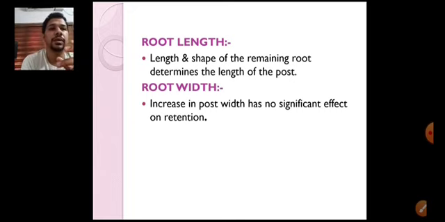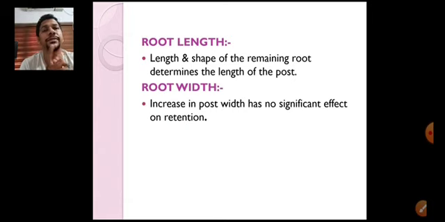Now coming to the root length. I told you before, you are supposed to keep 3 to 4 or 3 to 5 millimeter of gutta percha at the apex. Whatever length you can find beyond that should be covered with post. So the post length has to be that much. Whenever you can increase the length, that is always beneficial for the prognosis of your treatment. However long it is, it is always better.